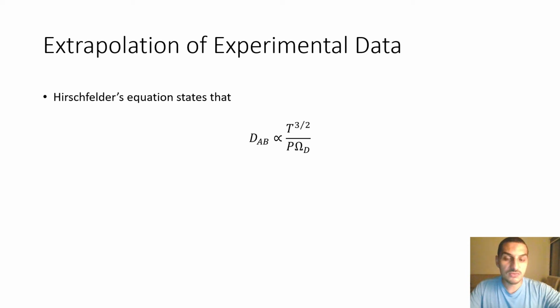So we know from the equation that the diffusion coefficient is directly proportional to temperature to the power 3 over 2, and inversely proportional to P multiplied by omega D. From this piece of information, we can estimate the value of the diffusion coefficient for a specific system at different temperatures and pressures.